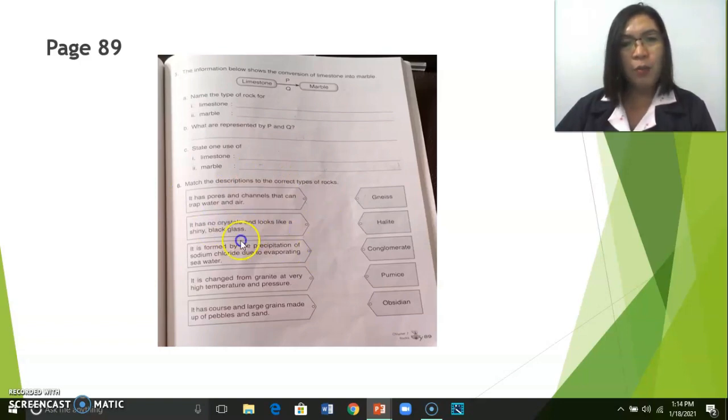So, number 6, match the descriptions to the correct types of rocks. Here we have the different rocks. What are the descriptions? Just watch our video carefully, and then you can answer this one. You are just going to match the descriptions.